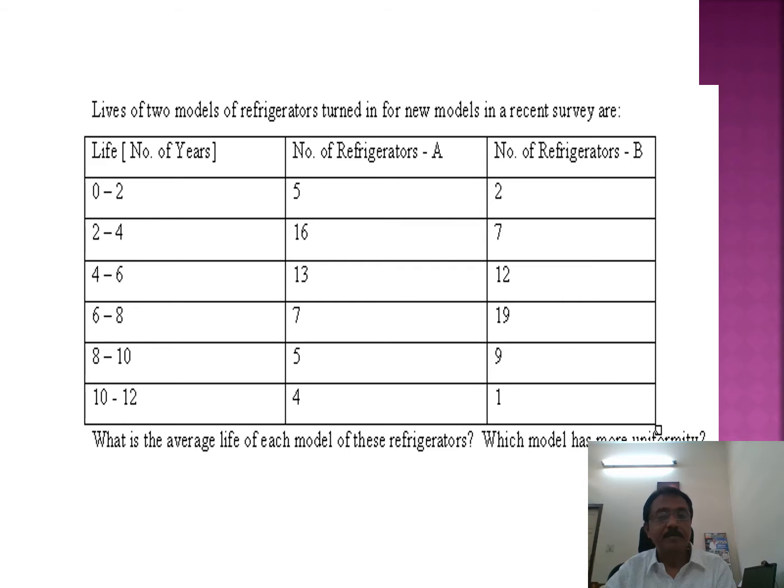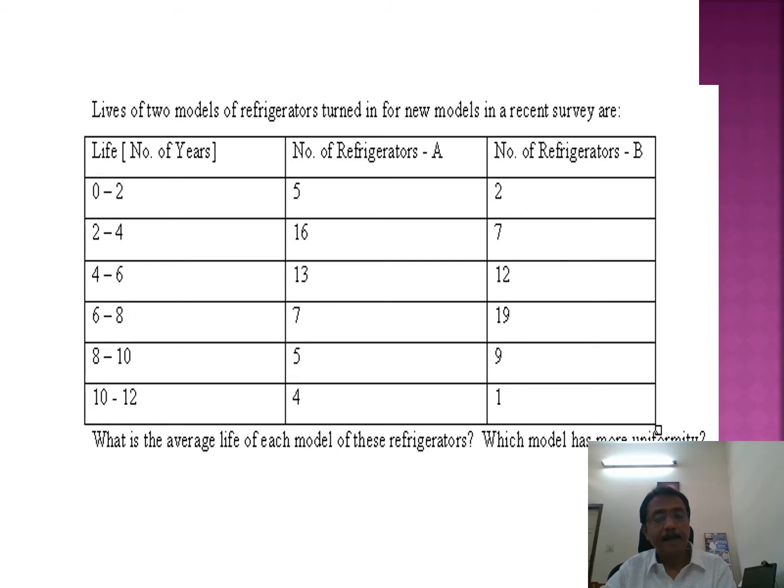To explain the same, we can look into a problem. Kindly go through the problem. The problem provides information regarding the lifetime period of two different types of refrigerators, called A and B, refrigerator A and refrigerator B. The lifetime is provided in the table.